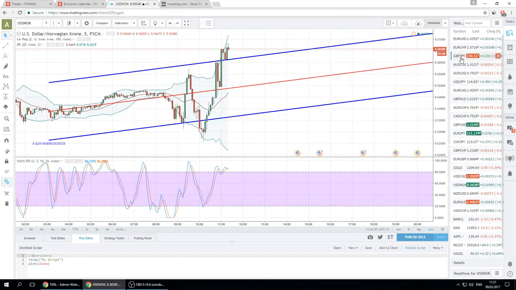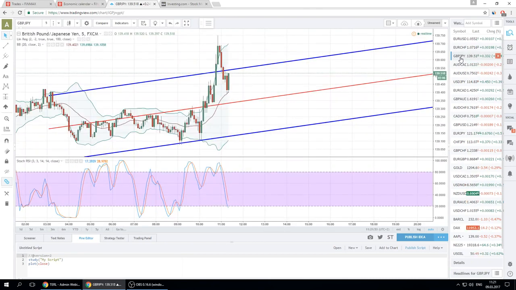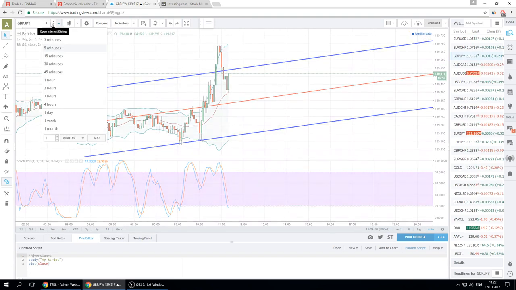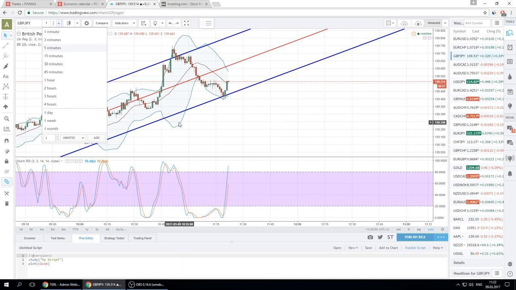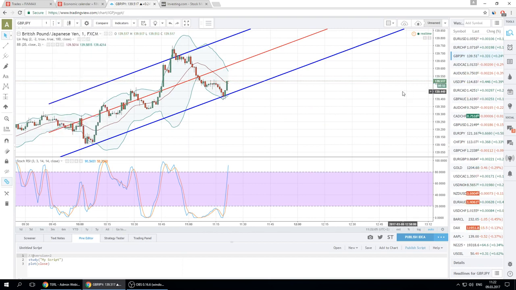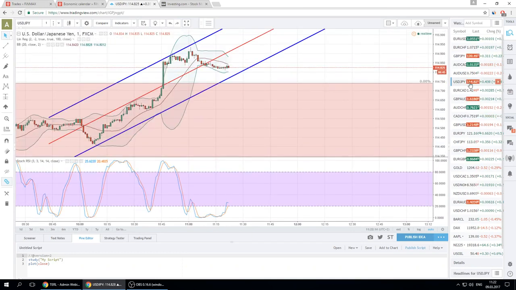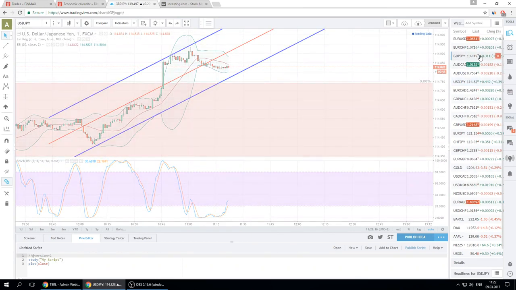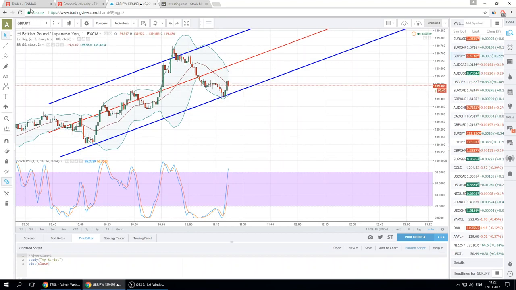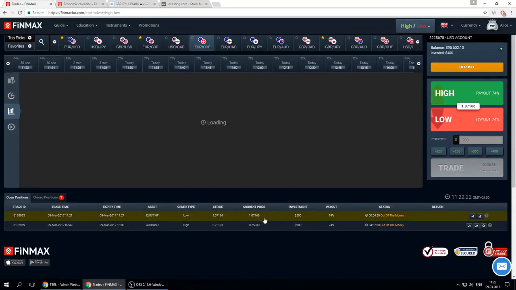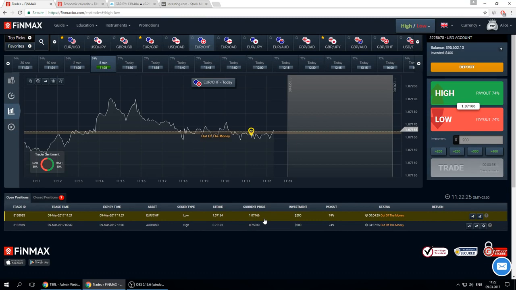Okay, 3 minutes left till the end of this candle, so it's better to wait. Let's see what we've got on the short frames. How's our trade? Out of money.